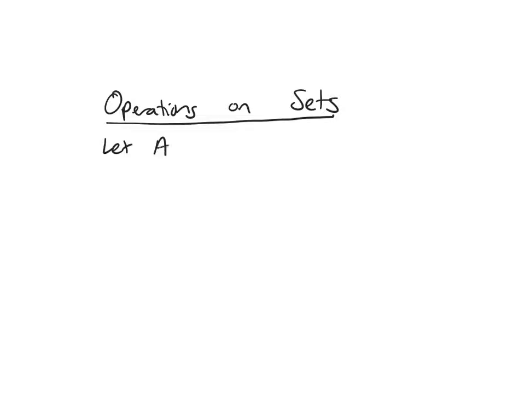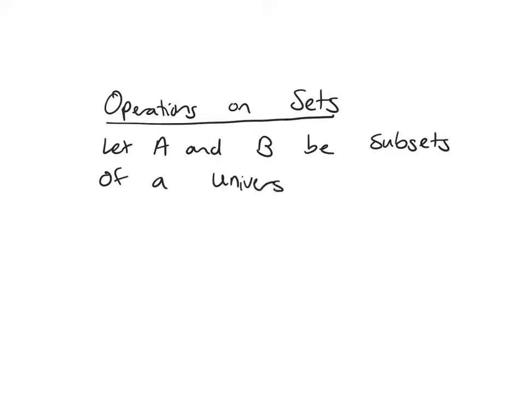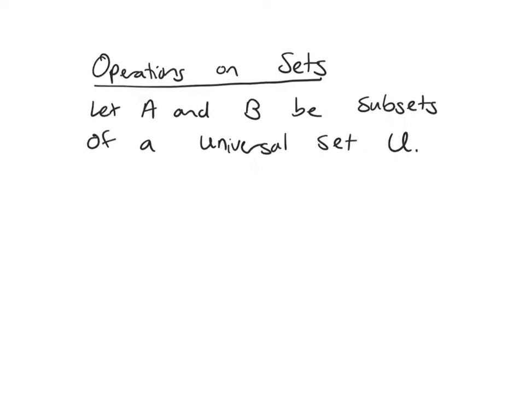Let's talk about some operations on sets. So we're going to have two sets, let A and B be subsets of a universal set U. And a universal set is a collection of all possible objects.